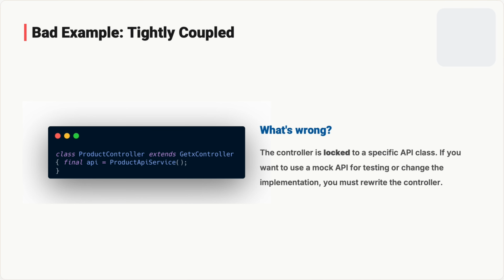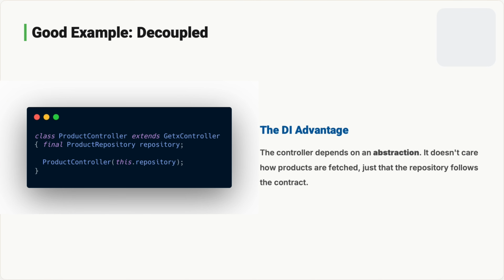Here is a simple controller that does not use dependency injection. It creates an API service inside itself. This tightly couples the controller to the service. If the API changes, the controller also needs to change. This is what we want to avoid. Here is a good code example. Now the controller receives the repository in its constructor. The controller depends on the abstraction, not on a concrete implementation. This is proper dependency injection. We can swap repositories, mock them for tests, or update APIs without touching the controller.